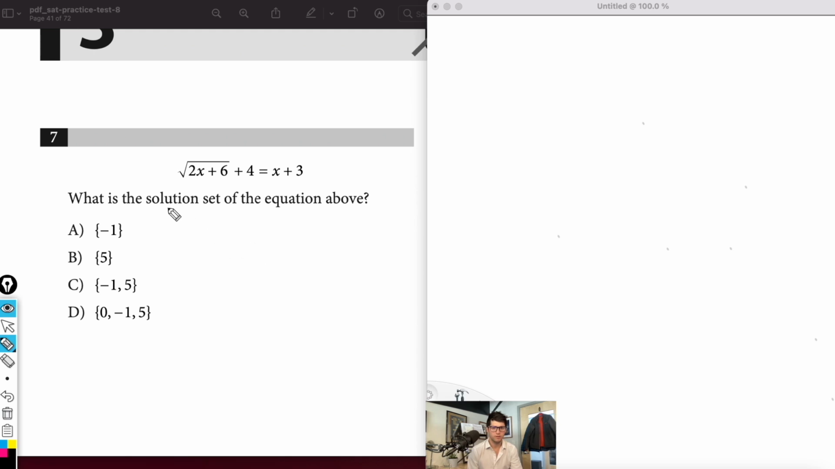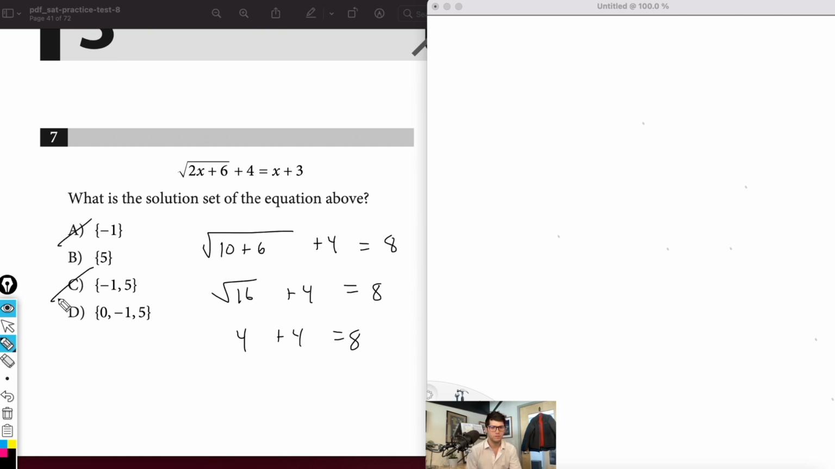And I'll try out 5. The square root of 2 times 5, which is 10, plus 6. There's a +4 out here, and then 5 plus 3 is 8. So I just put in 5 for x everywhere. Square root of 16 plus 4 is indeed equal to 8. That's 4 plus 4. So it's 8. So 5 works. -1 did not work.